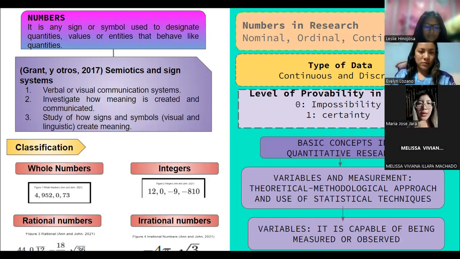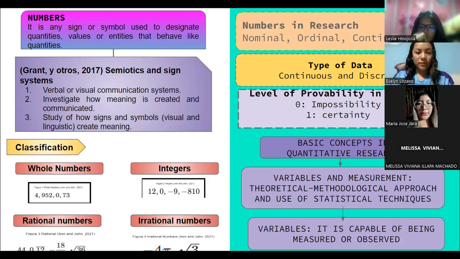Okay, next, the level of probability in numbers. Probability is the mathematical calculation that evaluates the possibilities that exist for something to happen, where 0 is impossibility and 1 is certainty. The higher the number, the higher the level of certainty that there is a possibility of an event occurring.